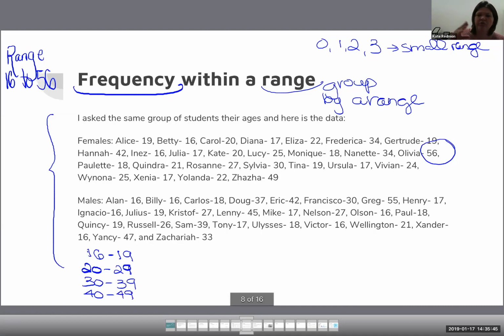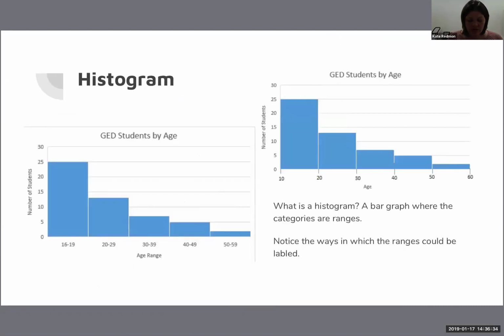And so I was able to group how many people are in their teens, how many are in their 20s, how many are in their 30s, so on and so forth, in order to better organize the information. So let's take a look at some examples of that. These types of graphs are known as histograms, and they confuse students a lot. So this is a vocab word that you should know. You should know what a histogram is.